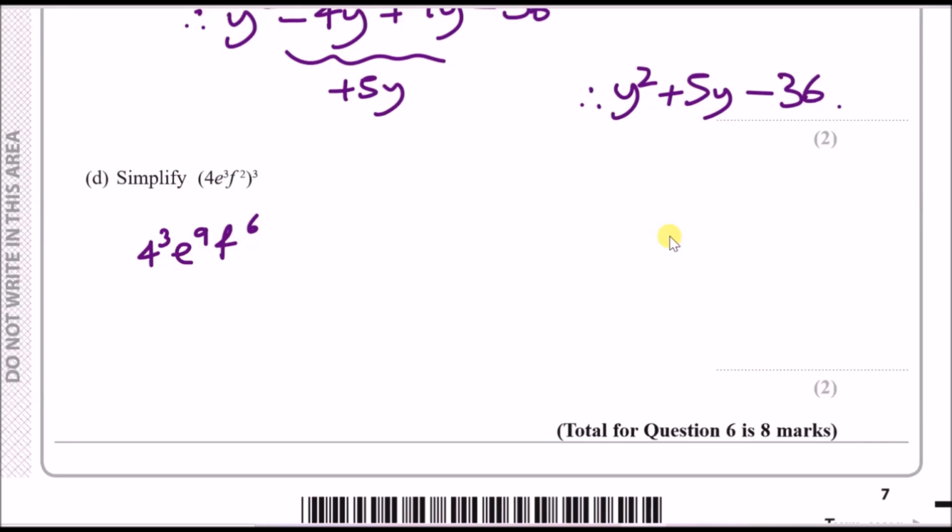But all you've got to do now is put 4 to the power 3 in your calculator, and that should give you 64. So your final result will be 64 e to the power 9, f to the power of 6. And that's it, guys.